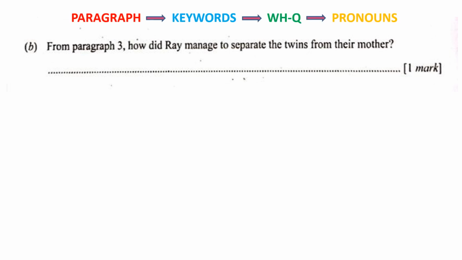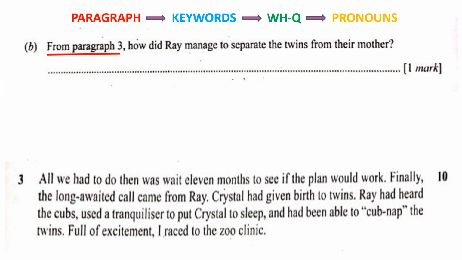Are you beginning to get the hang of it already? Yes or no? Let's try another question. So, 26B. Again, you must remember the four things: paragraph, keywords, WH question, and pronouns. Earlier in 26A, there were no pronouns. But here, let's see. Okay, paragraph first. So from paragraph 3, meaning the answer must be found in paragraph 3. So let's look at the keywords.